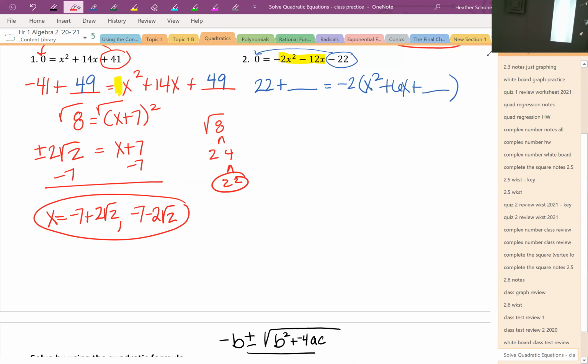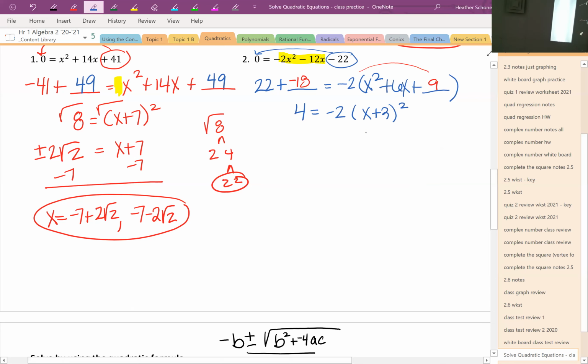Okay, close my parentheses. Half of 6 is 3. 3 squared is 9. Now it looks like I added a 9, but I really added a negative 2 times 9, which is negative 18. So over here, 22 plus negative 18 is 4 equals negative 2. Now I need to factor this. What multiplies to 9 and adds to 6? Well, it's 3 and 3. Because it's x plus 3, I just write it x plus 3 squared.